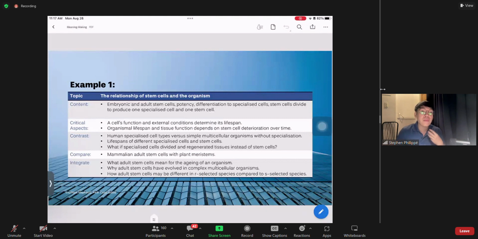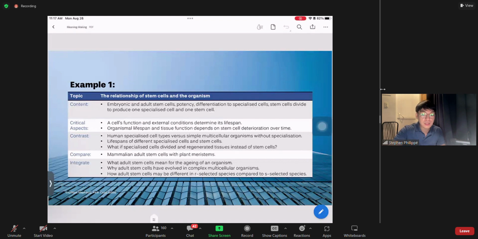There's a hypothetical situation that is going on here. We are making the what if type of questions. What if specialized cells divided and regenerated tissues instead of stem cells? What will happen? You're presenting a problem to your student that will not happen. But if they answer it correctly, that would give them the avenue to dig deeper into the problem.